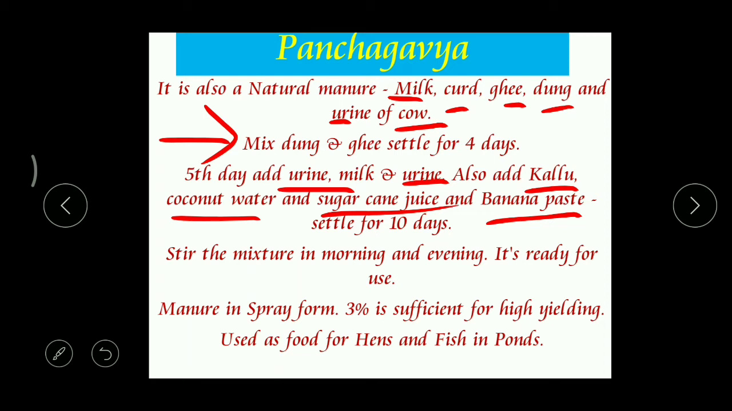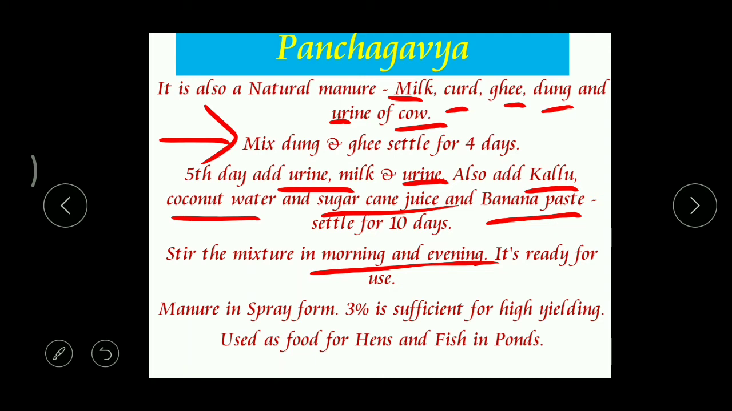And even during this 10 days, in the morning and the evening, we need to stir the mixture. Stirring means we need to mix that for some time, right? Morning one time and evening one time. And after 10 days, it is ready for use.